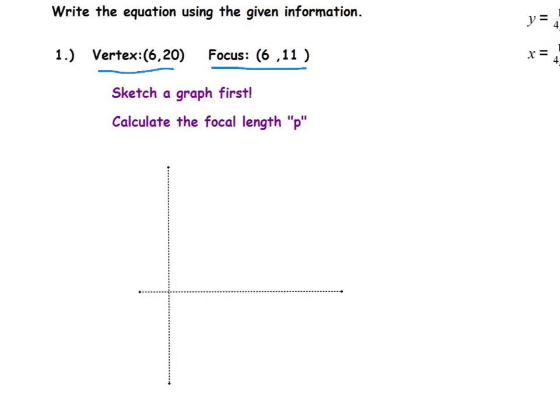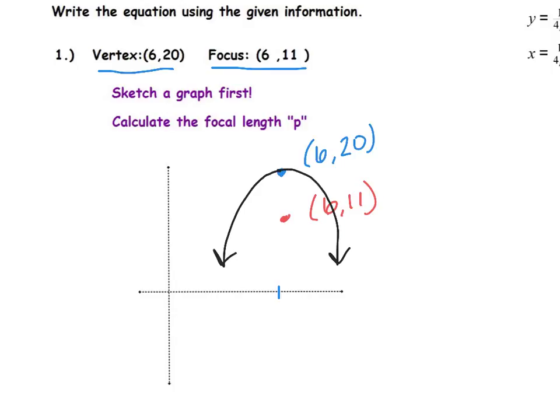So the vertex is at 6, 20. Let's say it's about right there. So I'm going to label that 6, 20. And then I'm going to plot my focus. My focus is at 6, 11, which means it's farther down here. Now, knowing what we know about parabolas, we know that the parabola is going to have to open down in order for the focus to be inside the parabola.